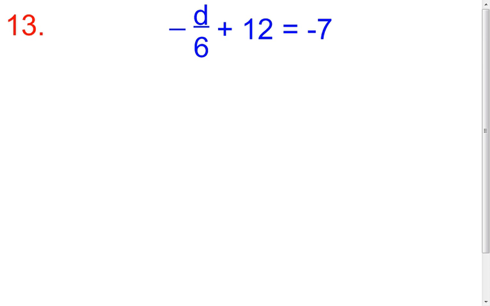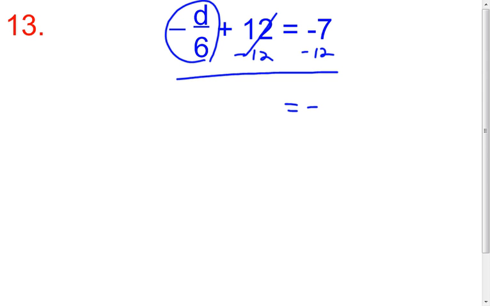Okay? So, on this one, I need to get this piece right here by itself. I will subtract 12. That will drop. Negative 7 minus 12 we know is negative 19. And over here, I have negative d over 6. Okay? Now, I want to get that negative d by itself. Right now, that's negative d divided by 6.